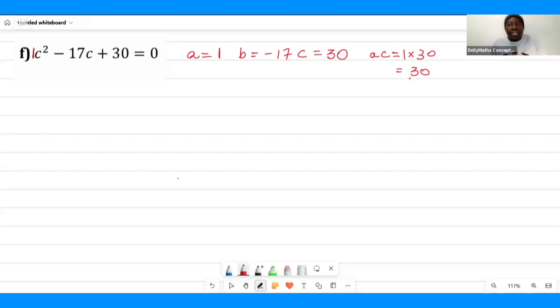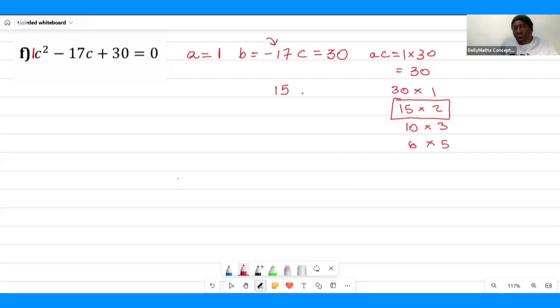The principle remains the same: you need to find two numbers that multiply to give 30 and add to give negative 17. Because there's a 17 here, we are certain only 15 and 2 could give us 17 by adding. So we know it's going to be 15 and 2, so we can isolate our 15 and our number 2. The next thing we need to do now is to know what sign we need.